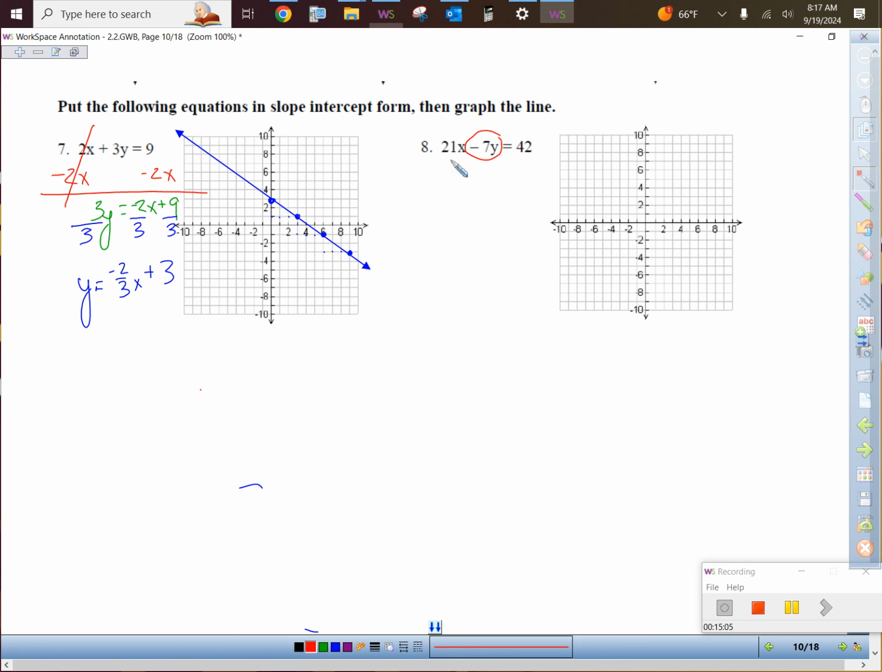There is a plus 21x. A lot of people are like, isn't it a minus 21x? And I go, that's a good question. What is in front of the 21? Isn't it positive? Are you with me? It's a positive 21x. So how do you get that positive 21x over to the other side?